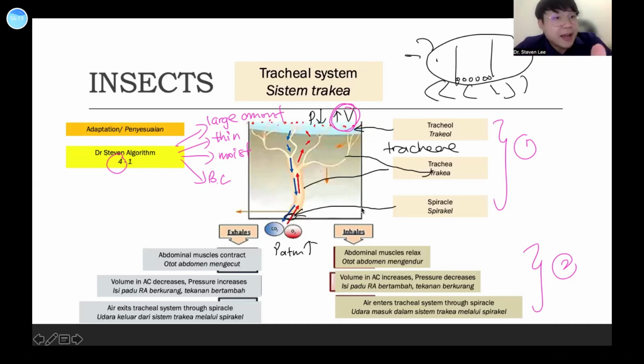Because you need to understand the simple fact, all right? Insect, their so-called blood. What's the name of their so-called blood? Hemolymph, all right? In Bahasa Melayu, it is hemolimfa. So this hemolymph actually is not carrying any gases.